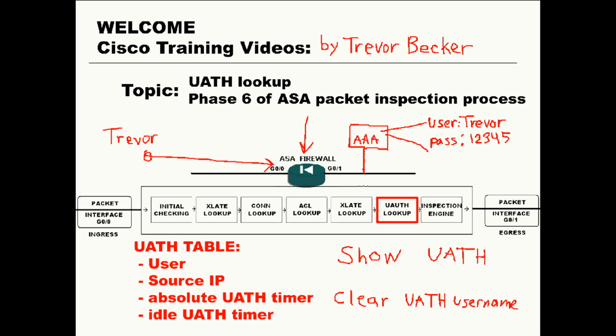You can see the current session values on the Cisco ASA by issuing the command show uauth from the privilege level mode. If you'd like to manually remove a user from the UAUTH table, issue the command clear uauth and then the username that you would like to remove.